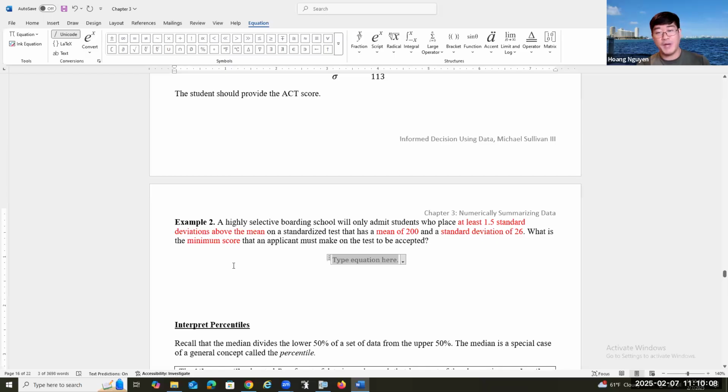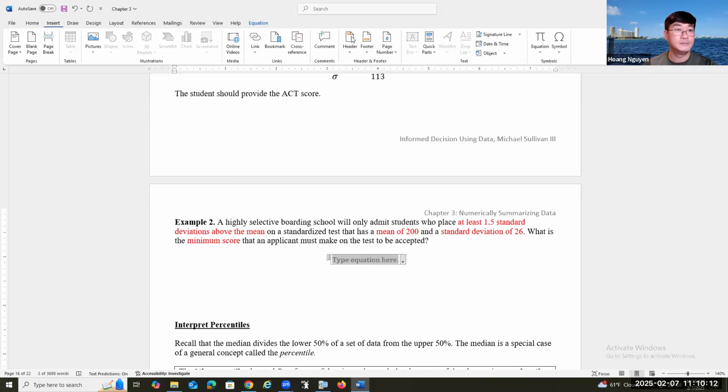So let's summarize what we have so far. We know the mean is 200. So we can say that the mean is 200. And then the standard deviation is 26.